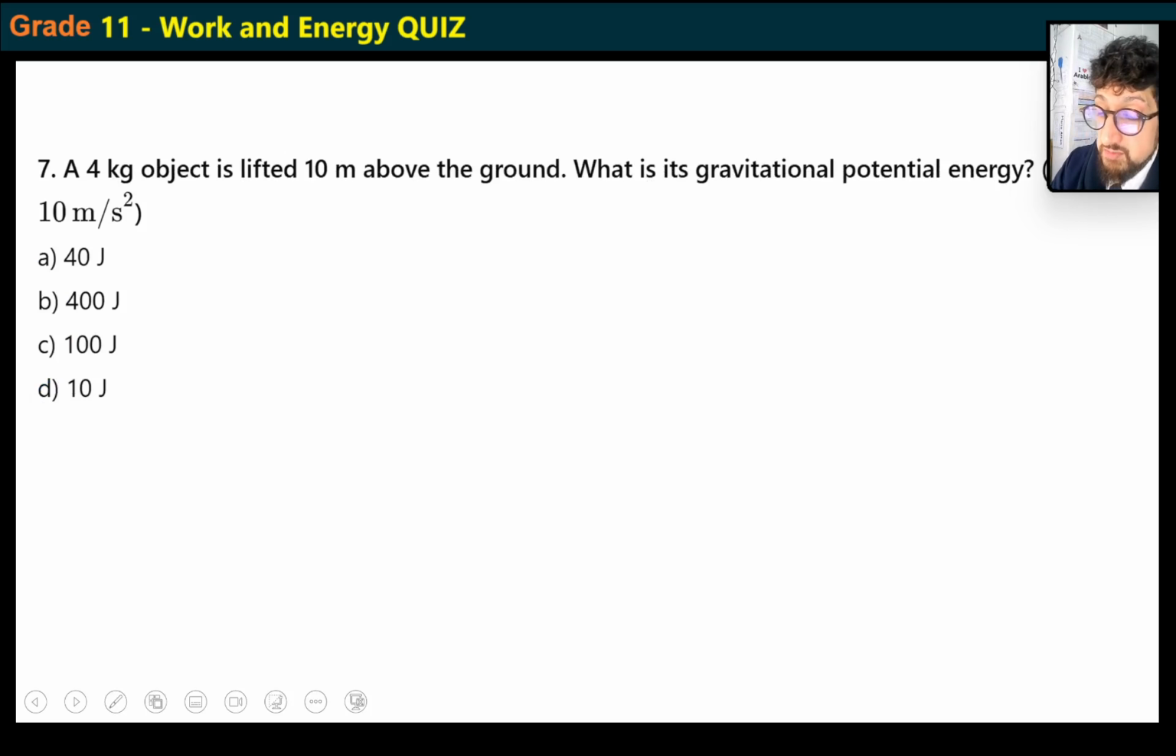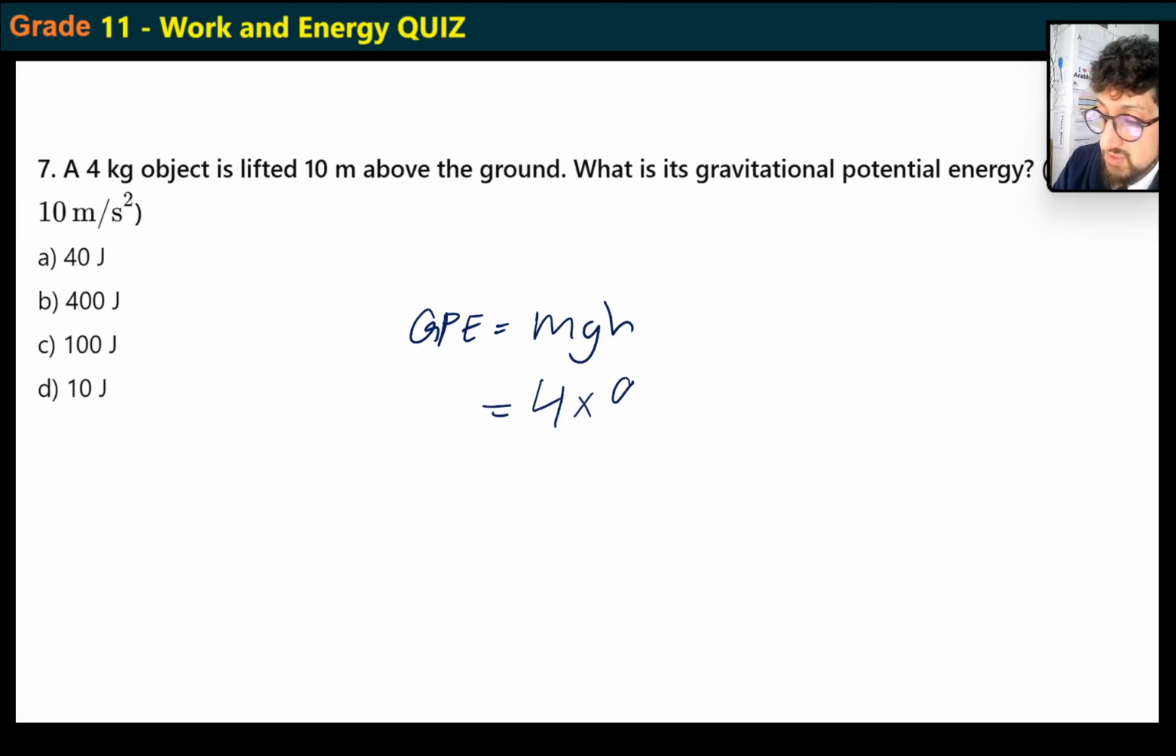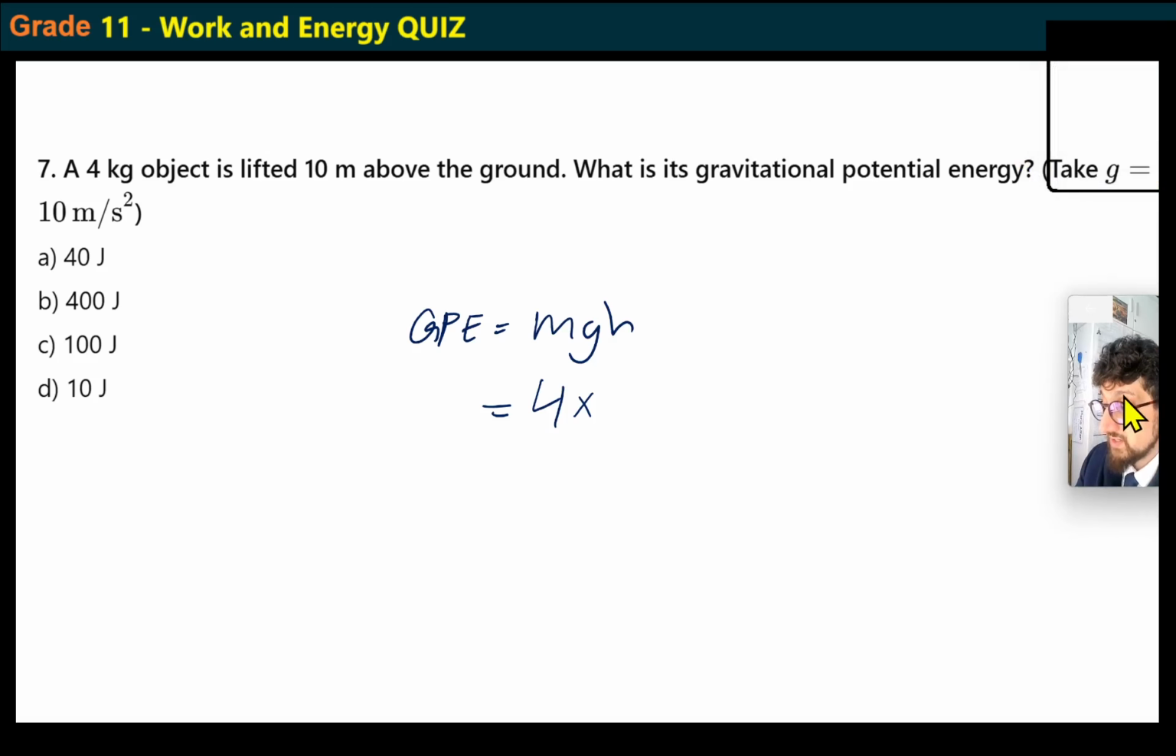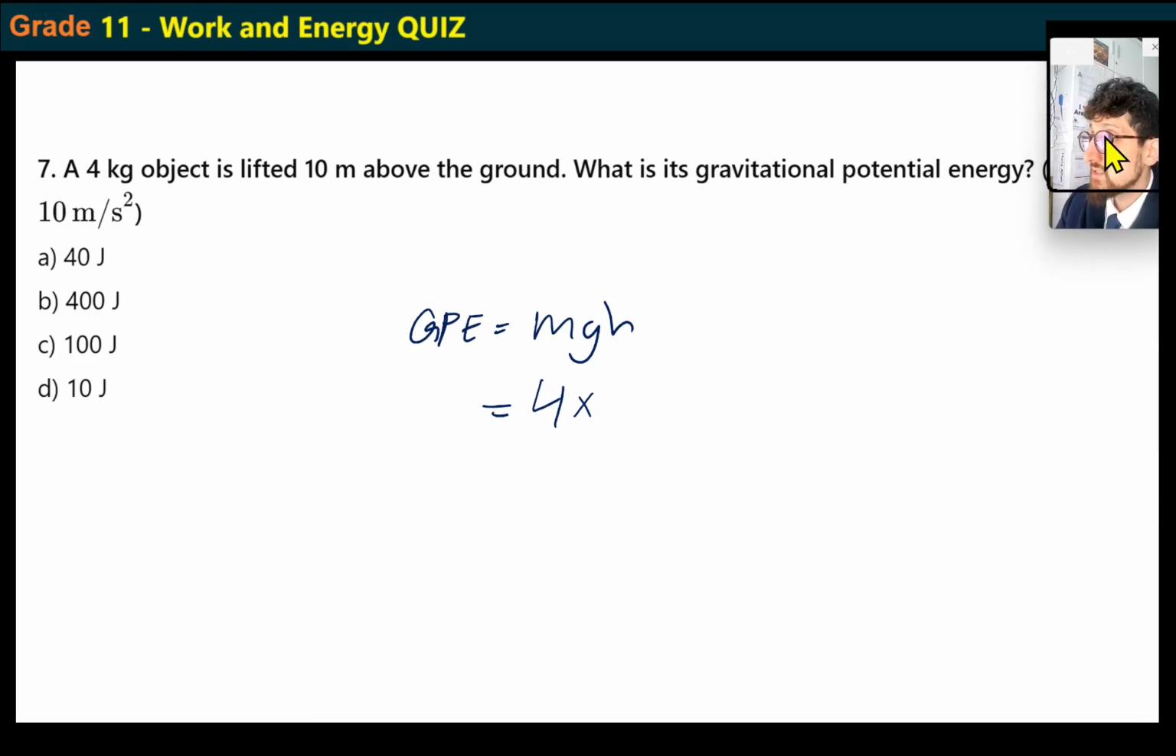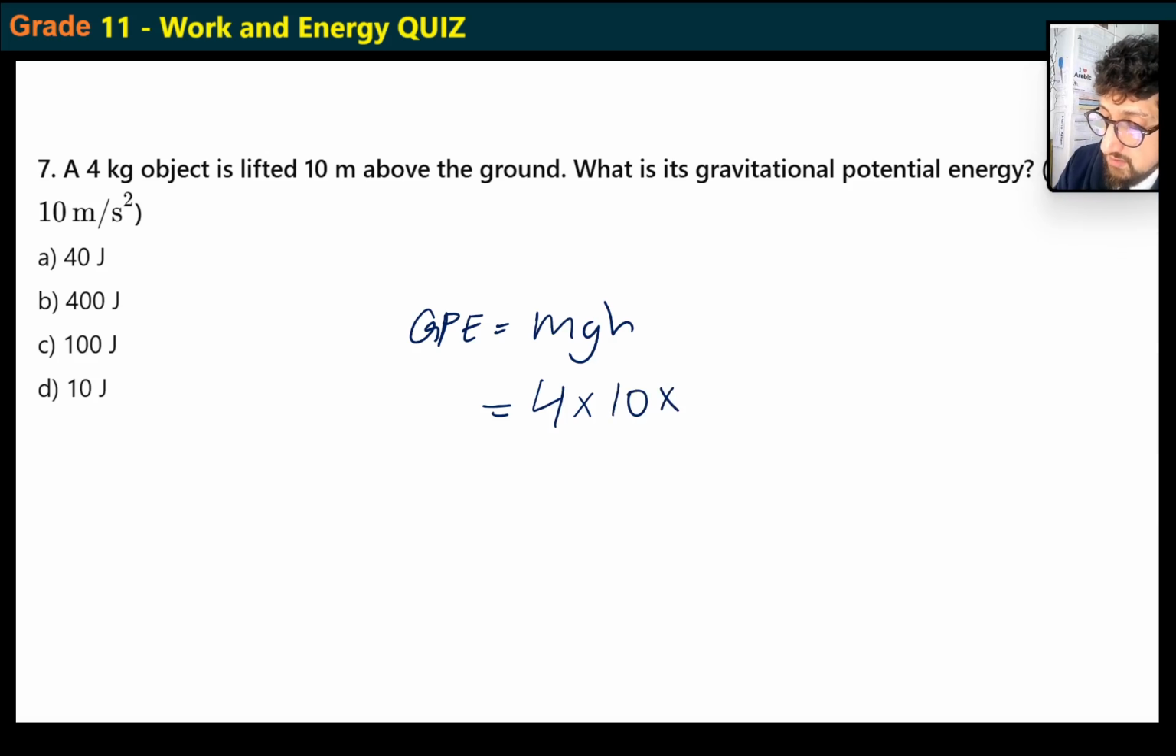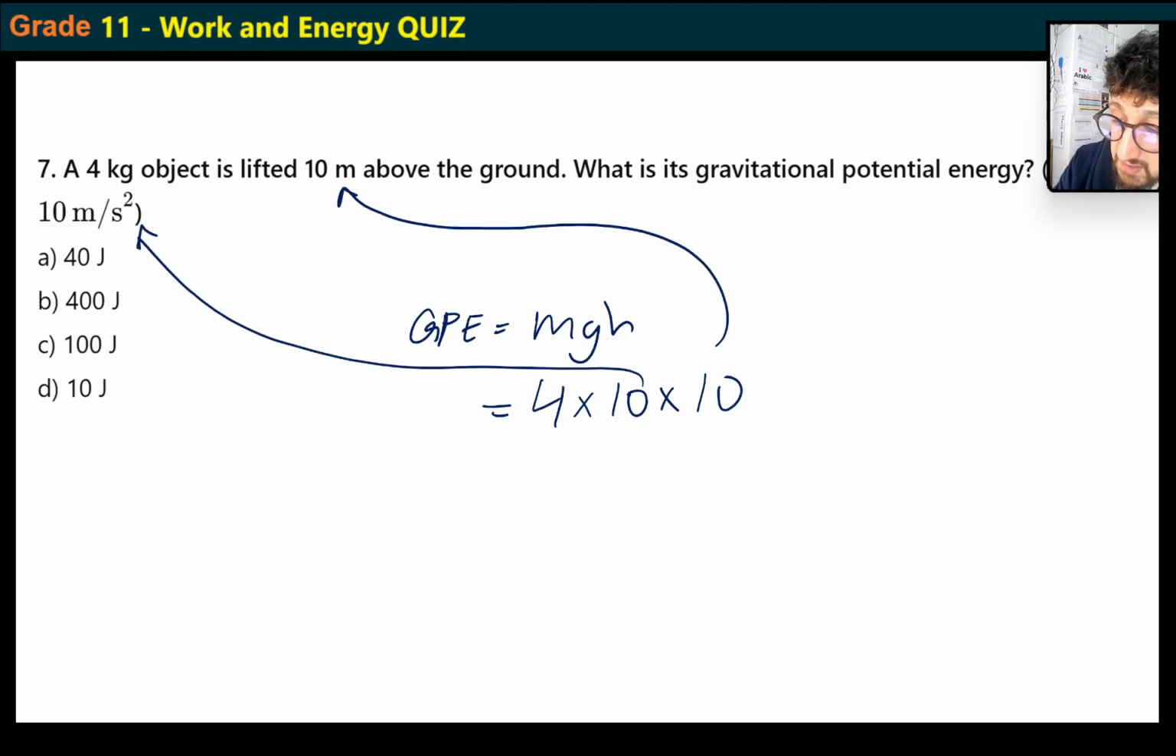A 4 kilogram object is lifted 10 meters above the ground. What is the gravitational potential energy? Well, you need to know the formula. So GPE equals mgh, which is going to be 4 multiplied by g. This question says take g as 10. Since the question says that, I've got to take g as 10. So it's going to be times 10 times 10 again. This 10 is for g, and this 10 is for the height. Okay, so it's going to be 400.